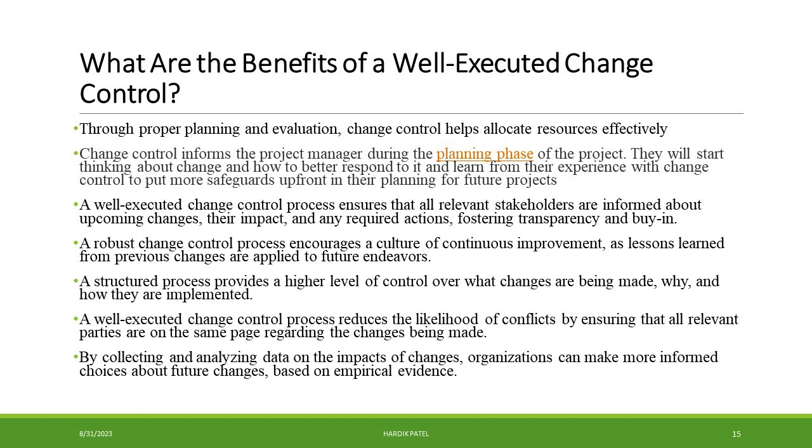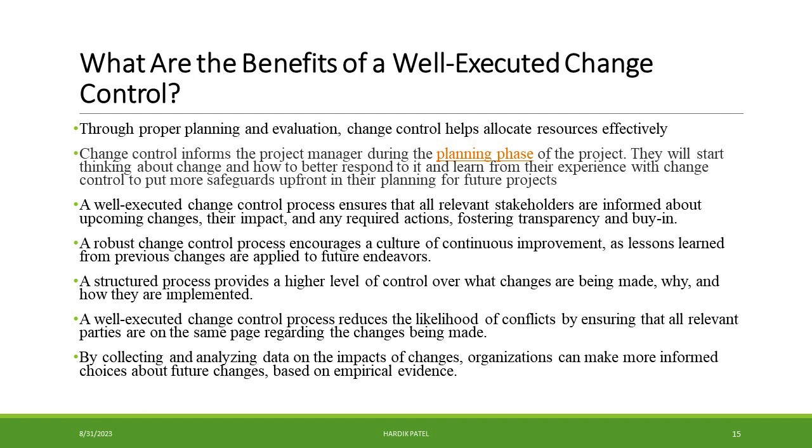A robust change control process encourages a culture of continuous improvement, as lessons learned from previous changes are applied to future endeavors. Without proper change control, organizations might experience ad hoc changes that can lead to chaos and instability. A structured process provides a higher level of control over what changes are being made, why, and how they are implemented. Conflicts and misunderstandings can arise when changes are made without proper documentation and communication. A well-executed change control process reduces the likelihood of conflicts by ensuring that all relevant parties are on the same page regarding the changes being made.